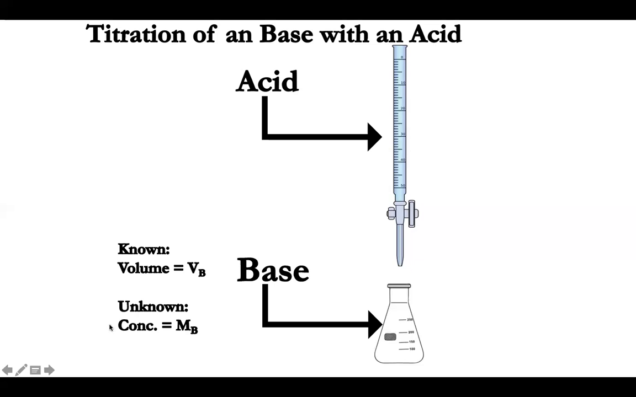And the unknown here, obviously, because we're putting it in the Erlenmeyer flask, the unknown concentration is displayed in molarity with the subscript B, molarity base. Now the acid, we know both of the points for the acid. We know the concentration or the molarity of the acid that we are using, and we also know the volume that we are adding because we have those numbers depicted on the glass burette. And then we would start to drip the acid into the base, and we would start to show a different reaction, a neutralization reaction, where we are forming water and salt.